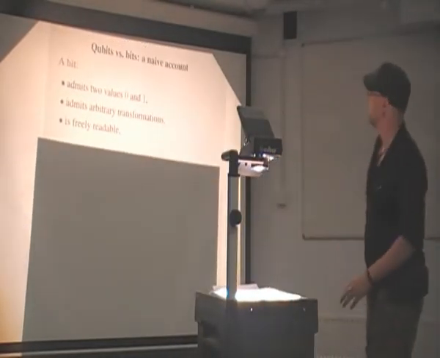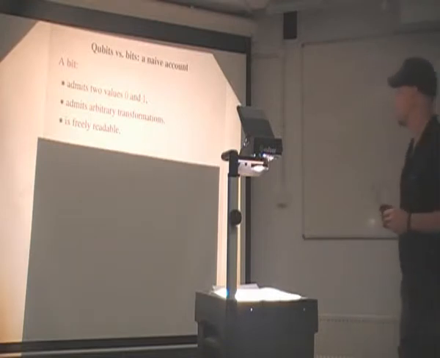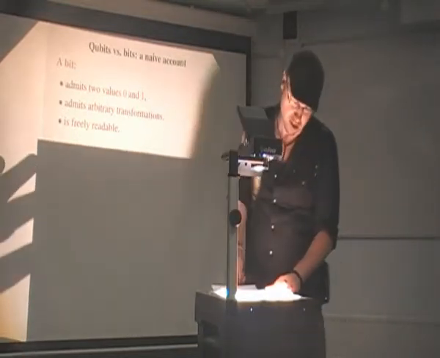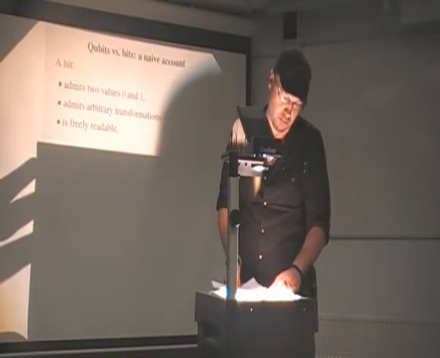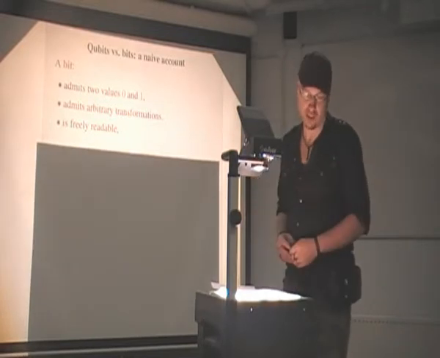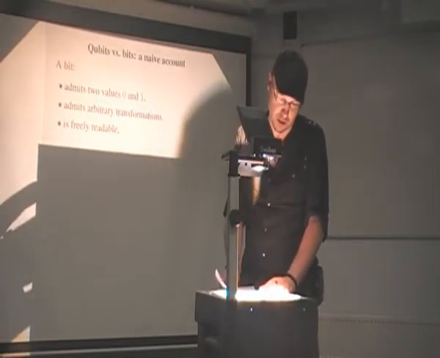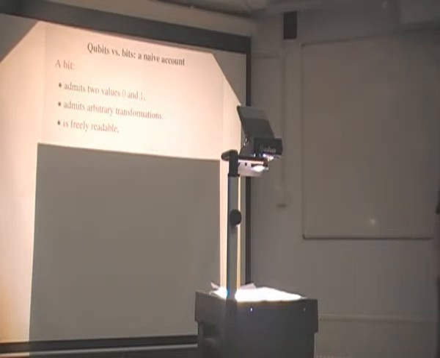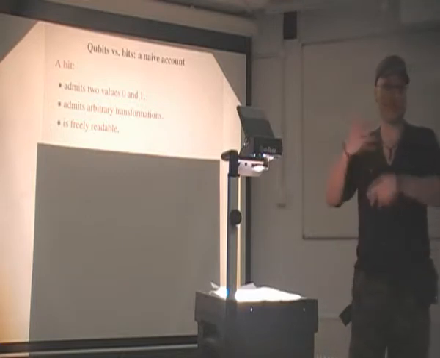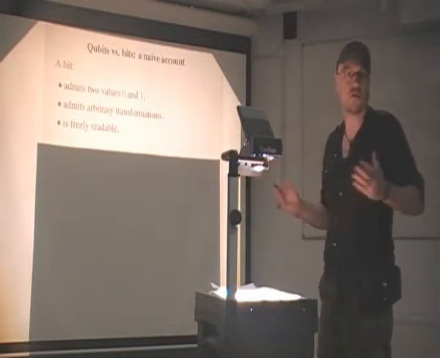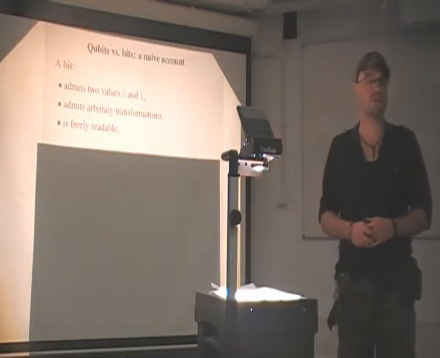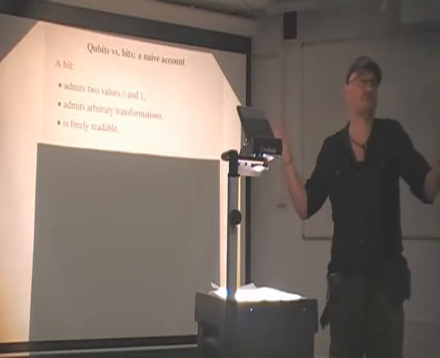Before starting with a more formal treatment, I'm going to give a little bit of a naive account of the difference between what computer scientists call bits and qubits. A bit is nothing else than just a Boolean variable. And a qubit is the equivalent of that in two-dimensional Hilbert space. So a bit, to put it in slogans, admits only two values, 0 and 1. It admits arbitrary transformations, meaning any function you can apply to it, and there's no problem. It sounds a bit silly if I put it like that, but it's just to put a contrast. And it's freely readable. Again, what does this mean, freely readable, for a Boolean variable?